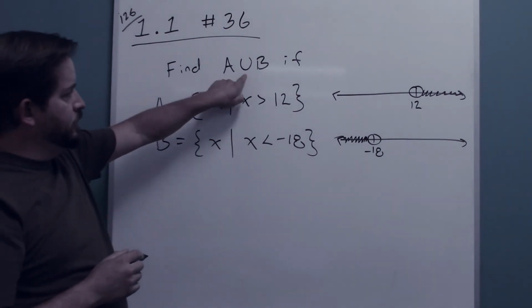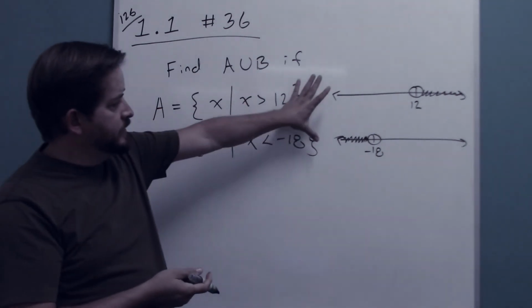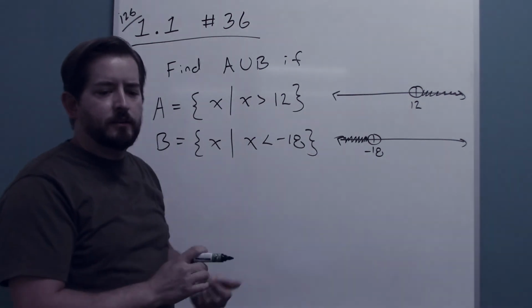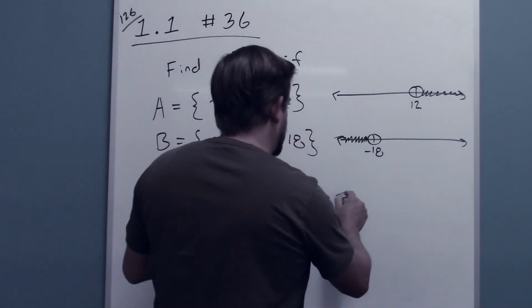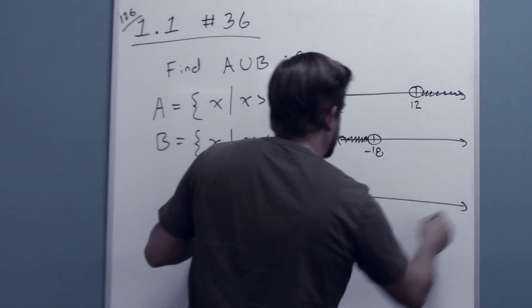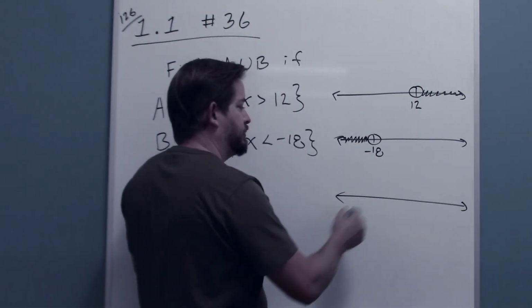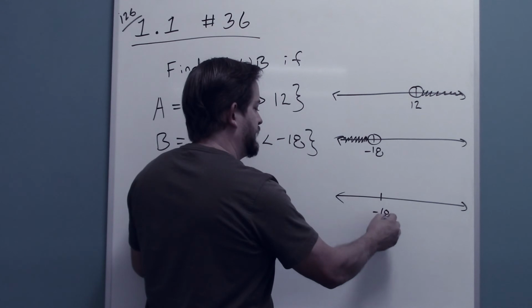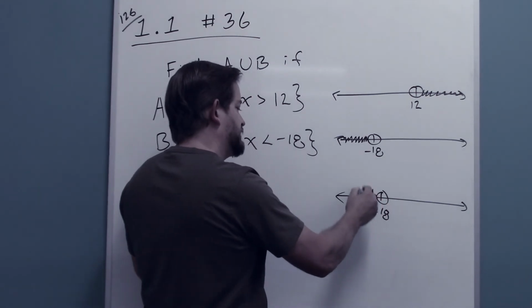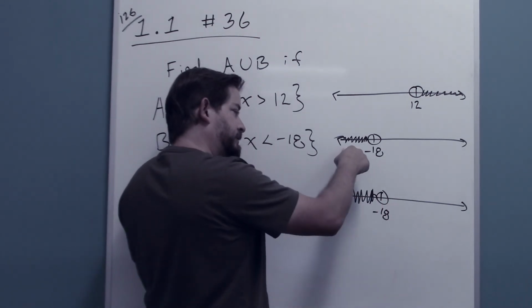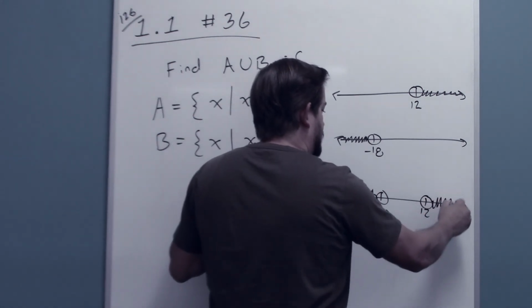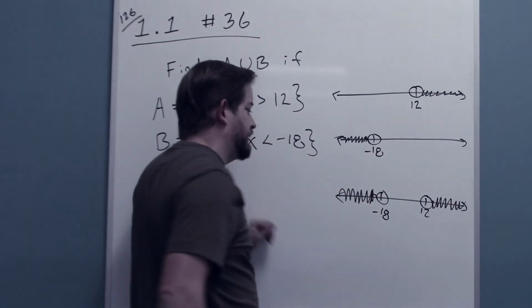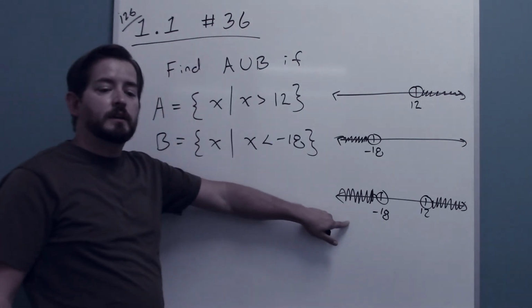Now we're looking for the union here, which is to say, take these two lines and just smack them together, and everything that's here and everything that's there ends up in the combined part of it. So that is to say, all of these numbers to the left of negative 18 are there because they're here. All of the numbers to the right of 12 are here because they're there, right? So that's visually what we're looking at here.